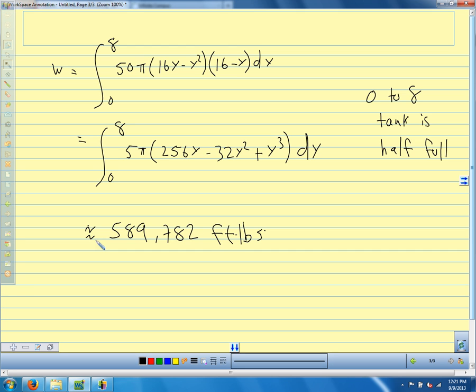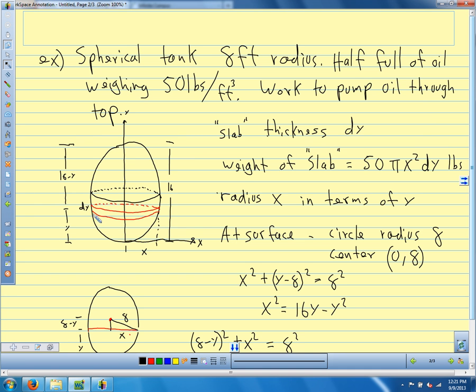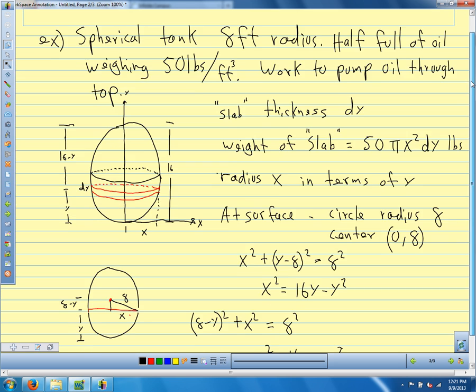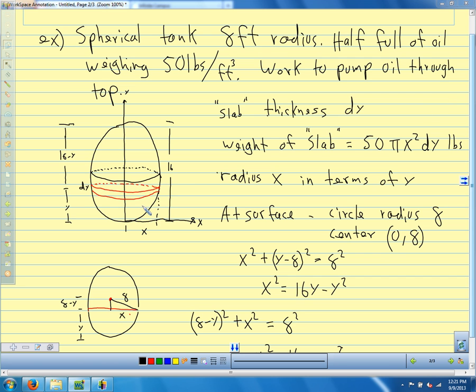And in problems where the size of the disc varies as we move through the tank, we have to find an expression for the volume of that disc that involves only the variable that we're integrating with respect to. So in this case, we wanted to integrate with respect to y. So we had to find the volume of our disc to get our weight only in terms of y.